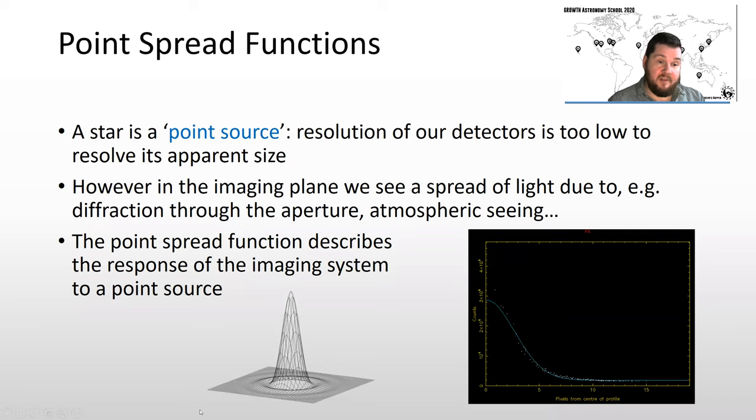Here's an example. This is a 3D representation of what we have. We have our point source in the middle. What we actually image on our imaging plane is something like this: the light spread around the central point. I've already shown you this 1D representation, where we have counts versus pixels from center. You can see the profile here, with the white points being the data points and the blue line being the model fit. So the point spread function describes the response of the imaging system. When I talk about the imaging system, I'm talking about the telescope, detector, and atmosphere: the response of that system to a point source.